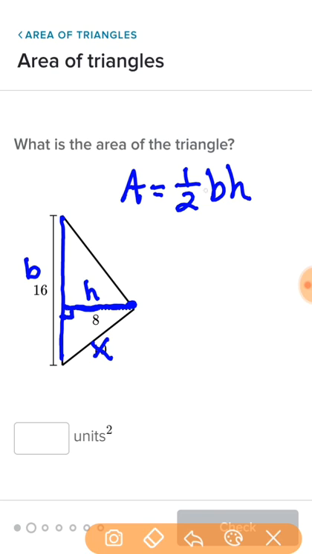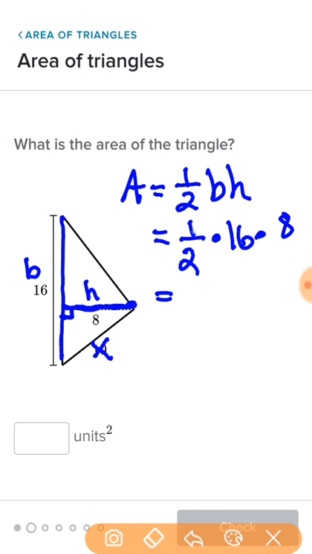Now that I know that, it's really just plugging the numbers in and doing the math. So if the area is 1/2 of the base times the height, I'm going to rewrite the formula with, instead of B, the number 16. So 1/2 times 16 times the height, which is 8.